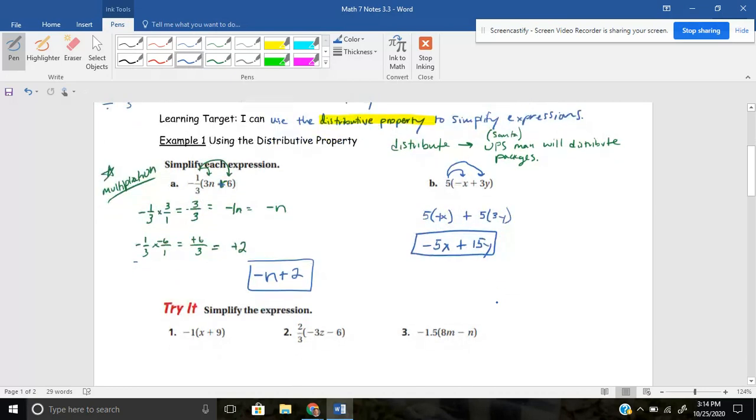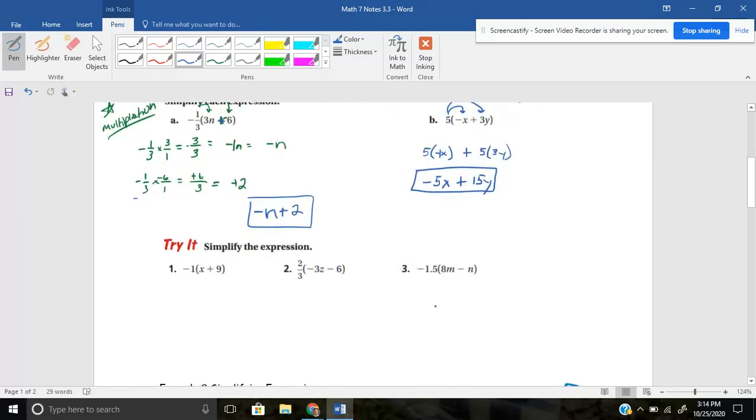Okay, so why don't you pause the video here and try 1, 2, and 3 on your own and see if you're catching on. All right, let's do these together. Negative 1 times x is negative 1x or negative x. And negative 1 times 9 is negative 9. So plus negative 9. Remember, you could also write that as negative x minus 9 because adding a negative is the same as subtracting.